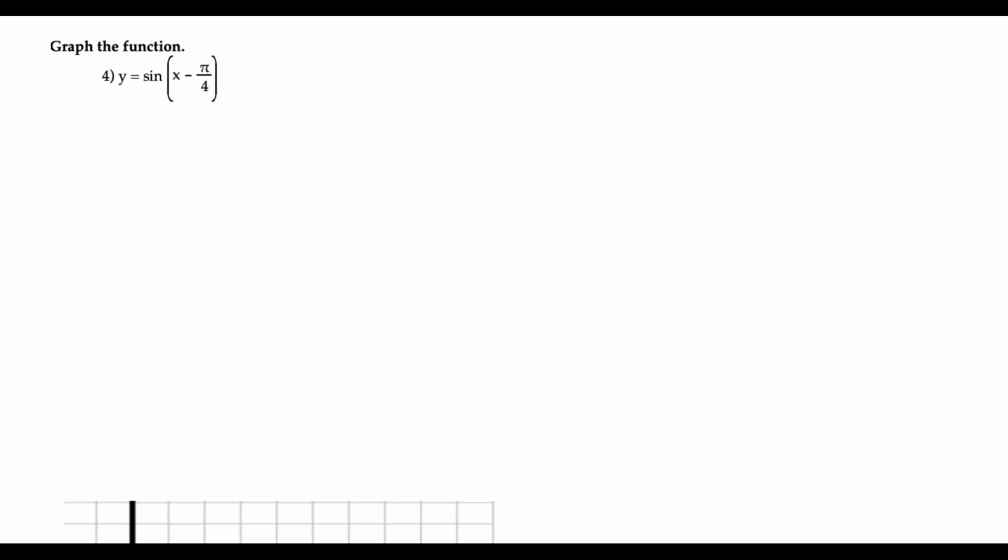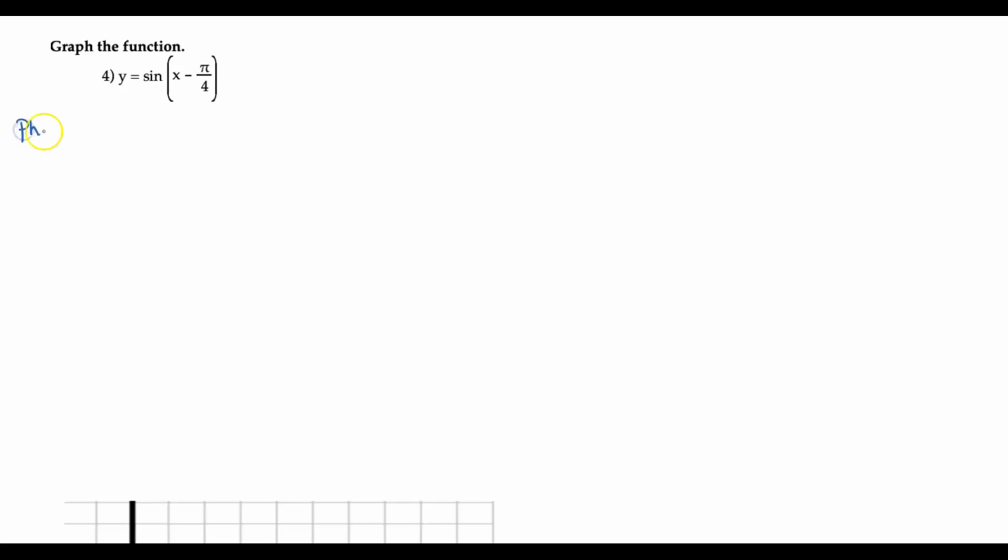Okay, we are asked to graph the following function, y equals sine of (x minus pi over 4). So what we're going to do is analyze this first, and then we'll graph it. Because once we analyze it, we're going to dissect the function and understand piece by piece how to draw the graph. So the first thing I'm going to note here is the phase shift.